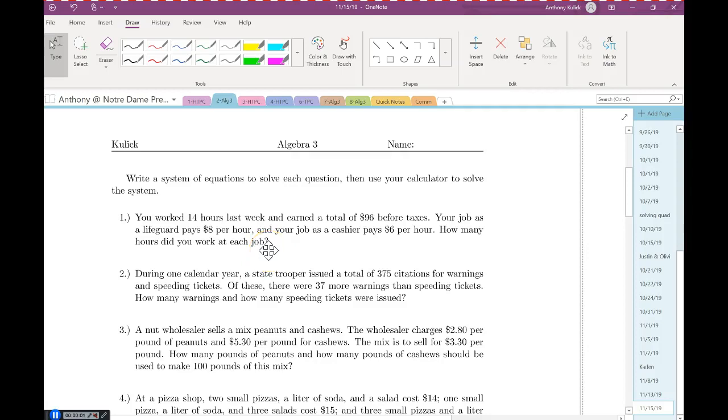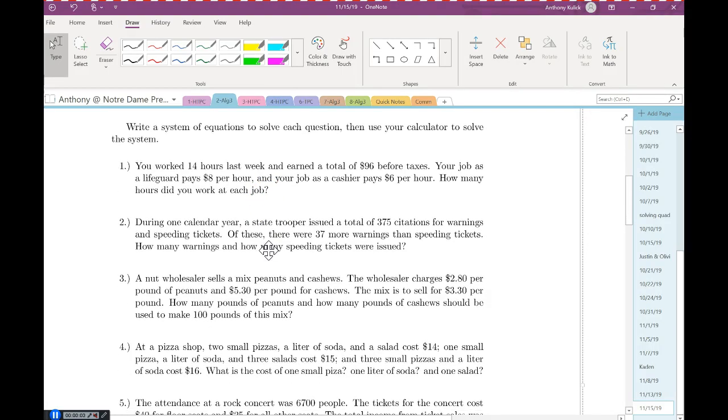All right, so let's kind of run through this here together. So probably the most challenging part of this assignment was writing the equations for the system. Once you're able to do that, it should have been pretty easy to get the system into your calculator and then use the calculator to solve, right?